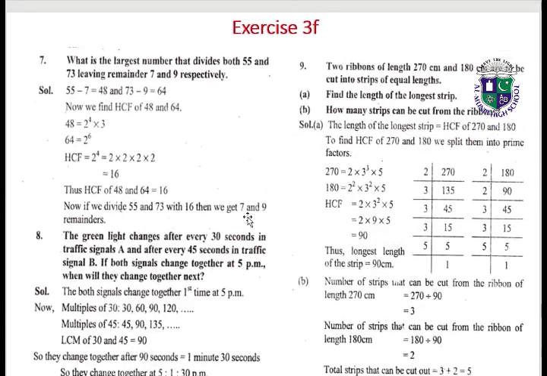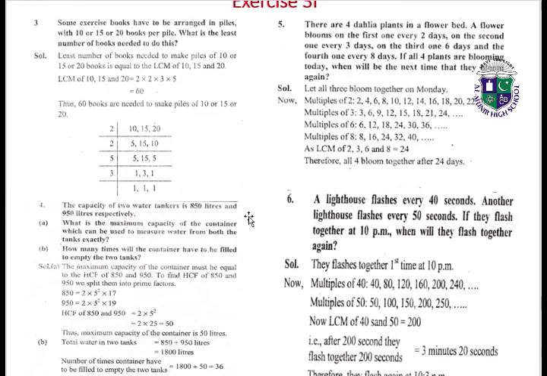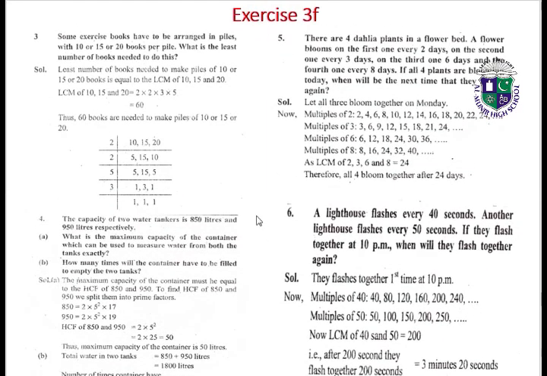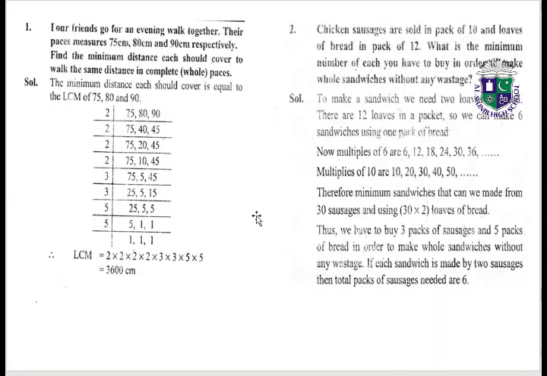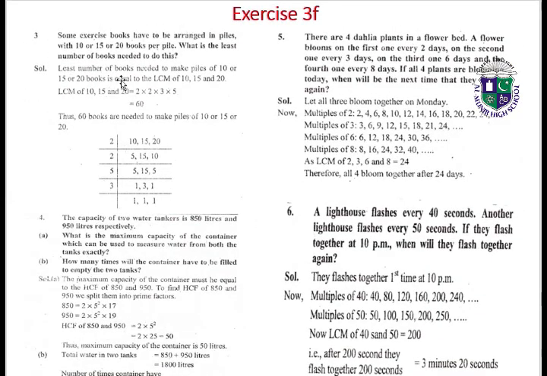Exercise 3F, question number 3. Some exercise books have to be arranged in piles with 10 or 15 or 20 books per pile. What is the least number of books needed to do this? The least number of books needed to make piles of 10 or 15 or 20 books is equal to the least common multiple of 10, 15 and 20.